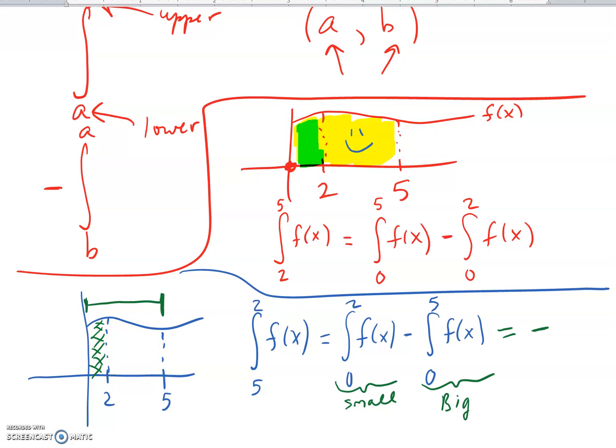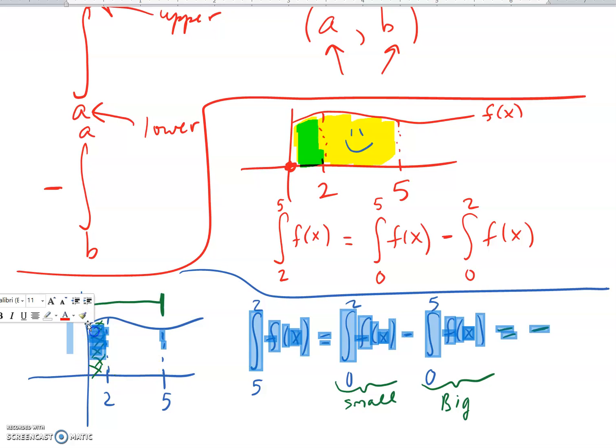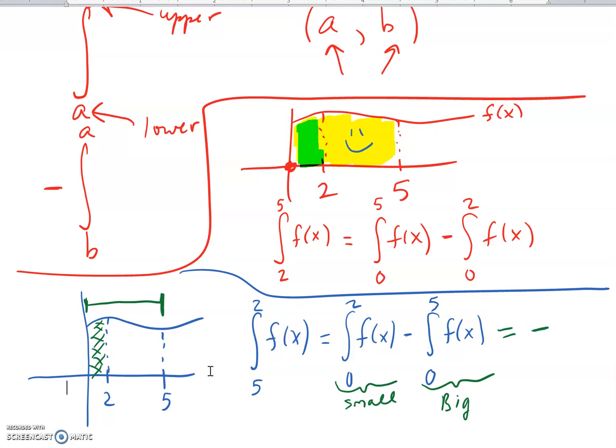But if you were to go backwards and say, I'm going to start with the small, and I'm going to subtract away the big piece, well, then you're still going to be left with the same space, but now it's negative because you took more area away than you started with.